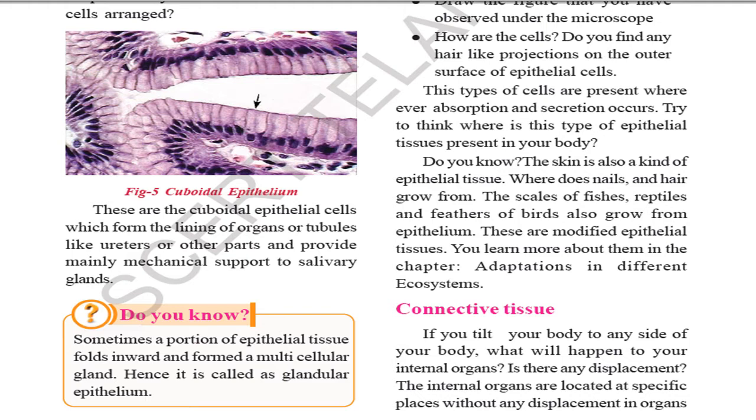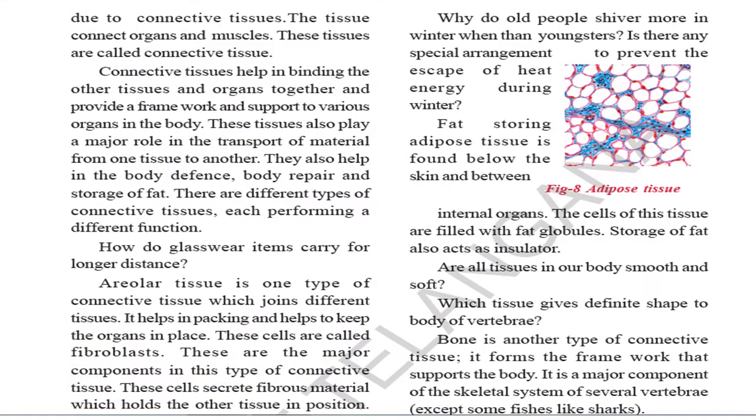If you tilt your body to any side, what will happen, children, to your internal organs? Is there any displacement? The internal organs are located at specific places without any displacement. The tissue which connects organs and muscles is called connective tissue. Underline this. I always tell you what the important points are. Underline it or tick it with a pencil so that it will be easy for you to read.